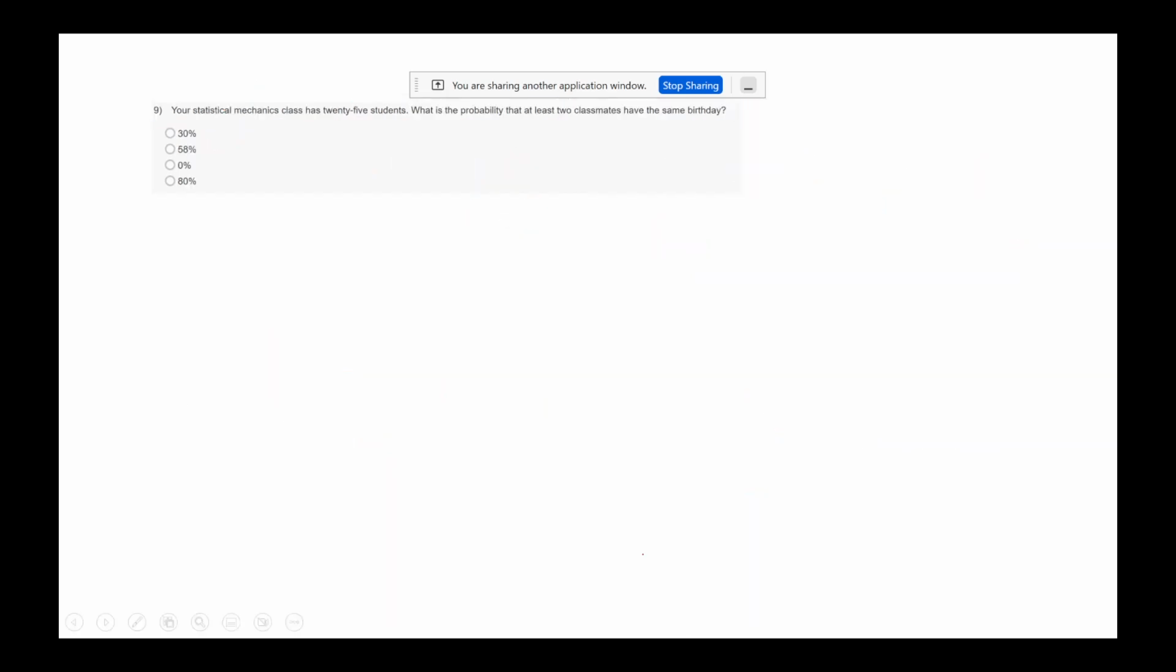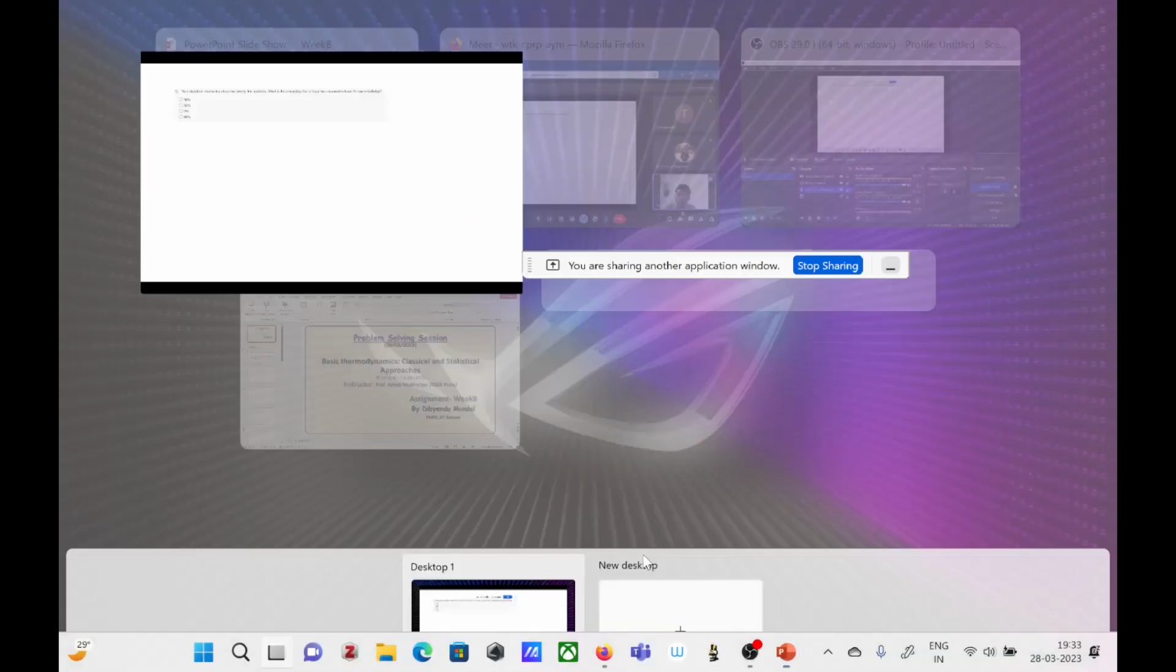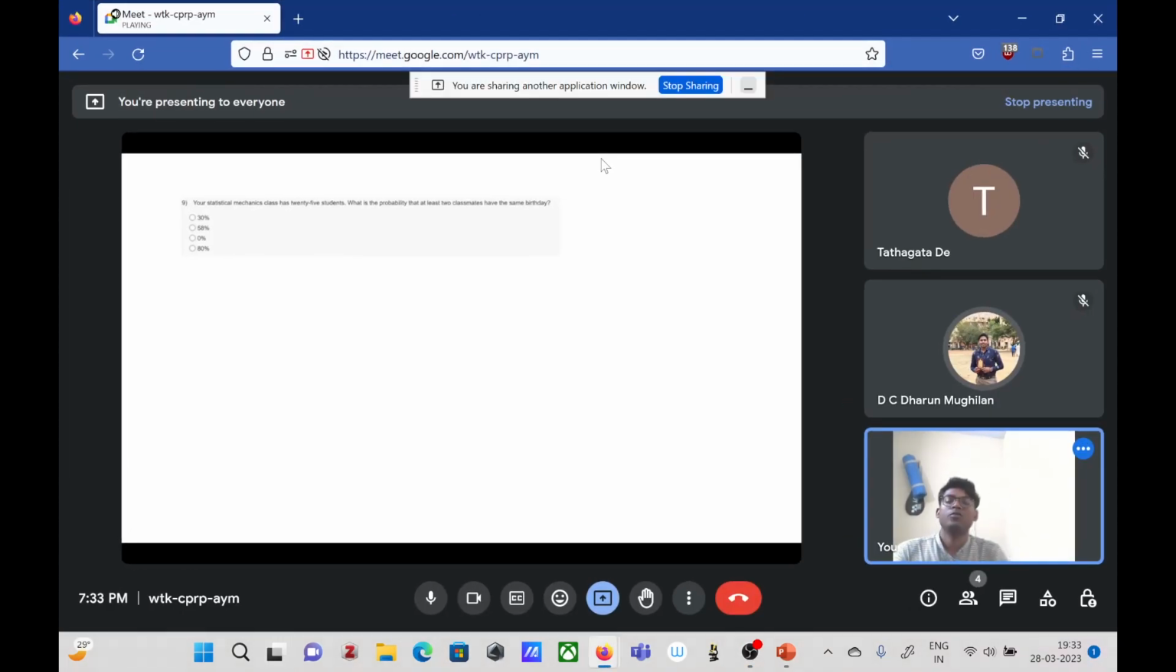Next. This is quite an interesting problem, and if you solve this problem with the knowledge, then I will be pretty happy. The problem says your statistical mechanics class has 25 students. What is the probability that at least 2 classmates have the same birthday? Let me give you one disclaimer: no leap year, only 365 days. Now tell me what will be the probability, or how you are going to approach the problem.